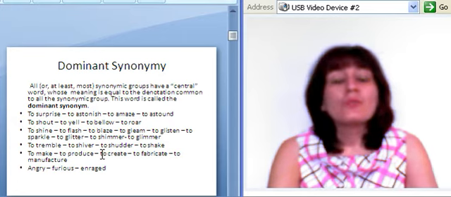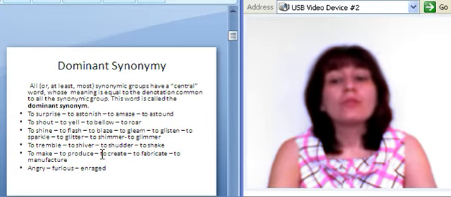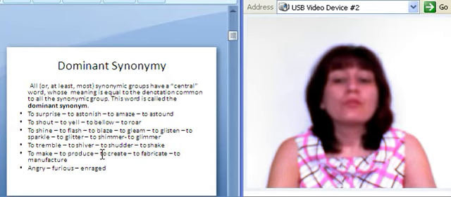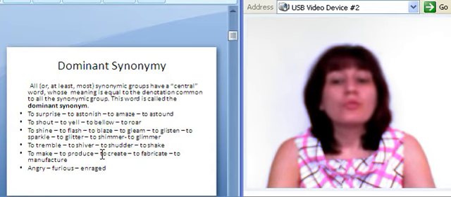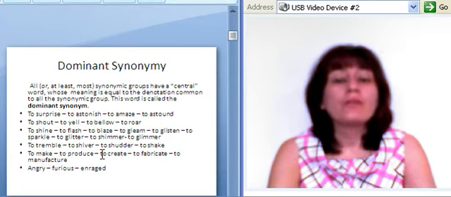To surprise, to astonish, to amaze, to astound. To shout, to yell, to bellow, to roar. To shine, to flash, to gleam, to glisten, to sparkle, to glitter, to shimmer, to glimmer. To tremble, to shiver, to shudder, to shake. To make, to produce, to create, to fabricate, to manufacture. Angry, furious, enraged. Fear, terror, horror.